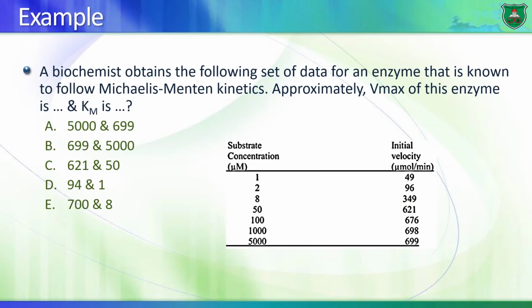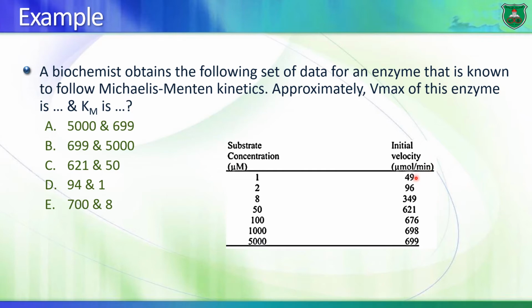So here's an example. Someone is doing a measurement of enzymatic reactions, and this person got these values, different substrate concentrations, and here you have the initial velocity, the velocity of the reaction. Notice how the more substrate you add, the faster the reaction. Now, the question is, what is Vmax of this reaction?